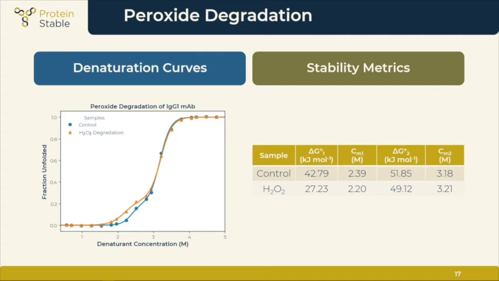For instance, if these two transition regions were related to different domains of the antibody, then you'd be able to see a change in stability of one domain as opposed to another domain. And that would be quite powerful information to have as you're performing your antibody engineering program.